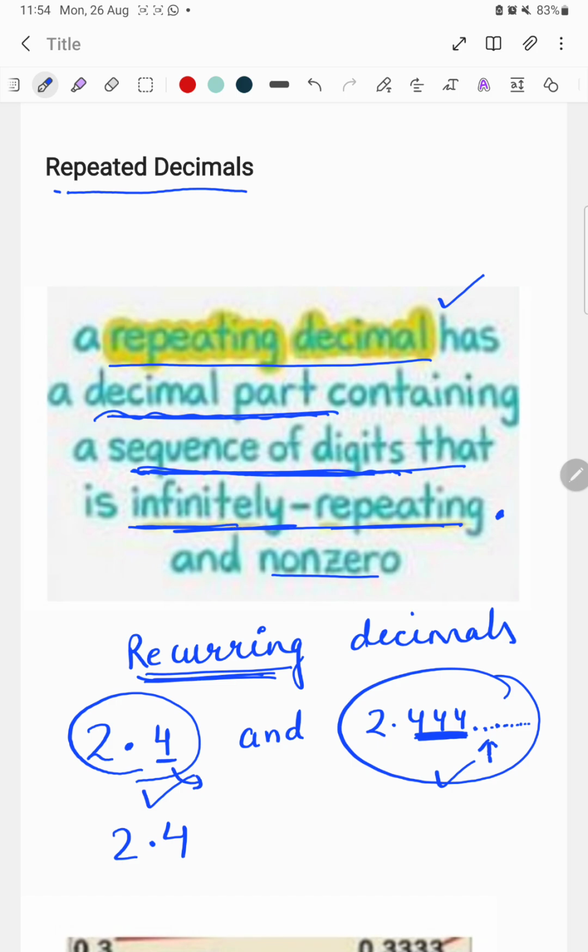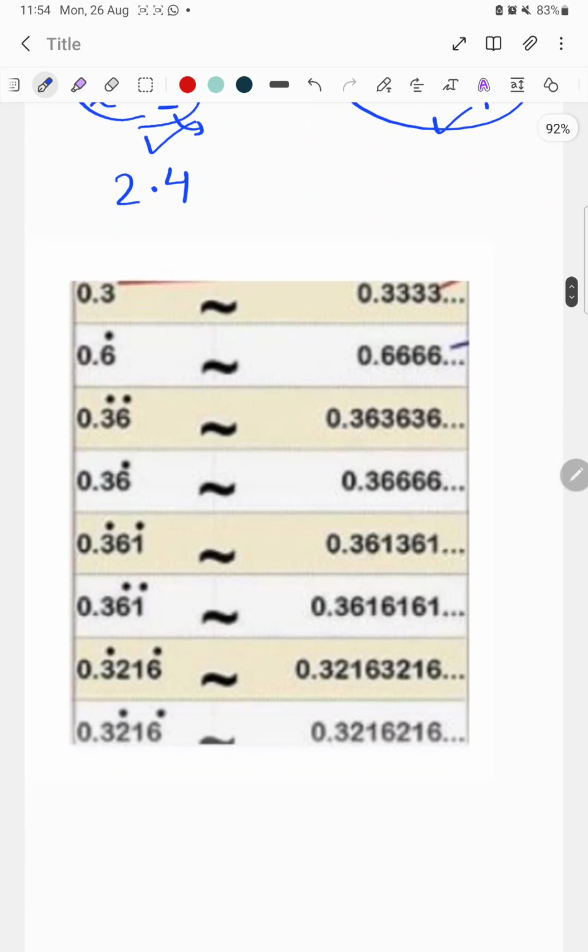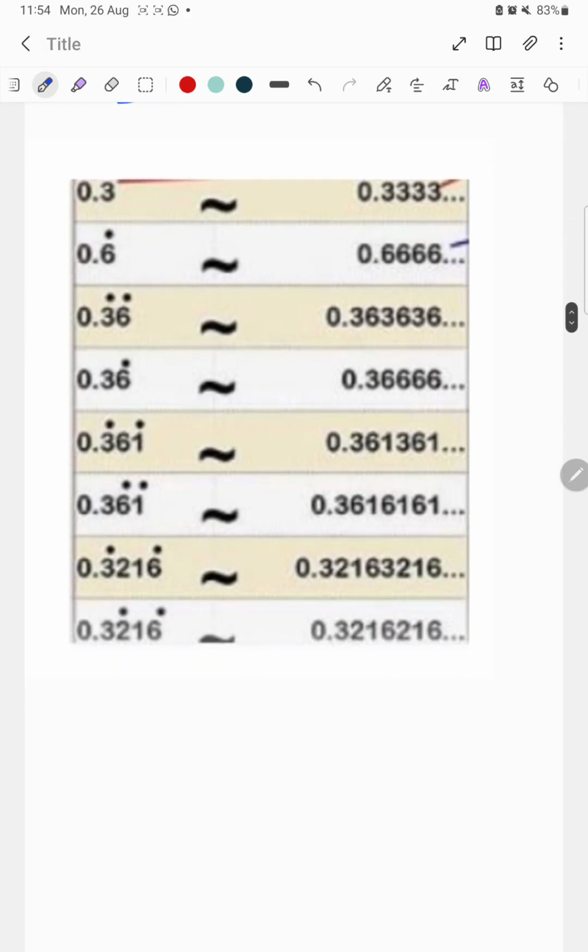So we will be learning about that process, but before learning that process, I want to show you some representations of recurring decimals. Here I am taking the first example as 0.3 dot. The dot was missing, so I am putting a dot here. So it is 0.3 with a dot. What this dot on the top of the digit 3 means is that this 3 is infinitely repeating. So I can write it like 0.3333 and so on.